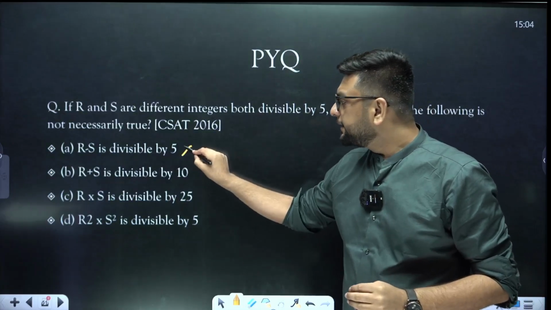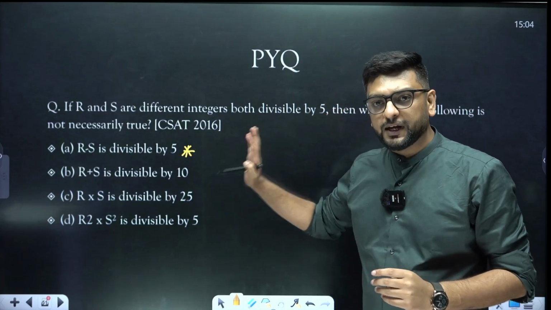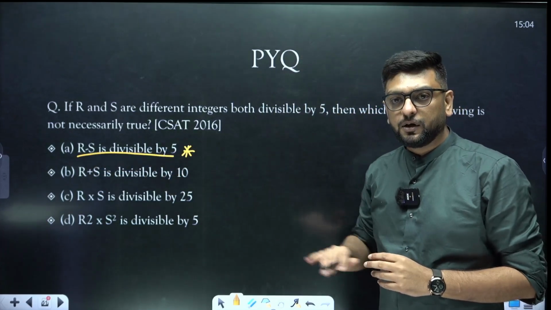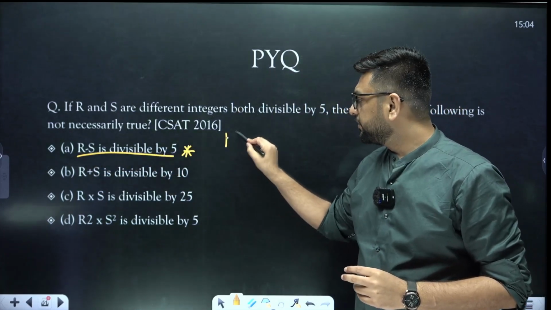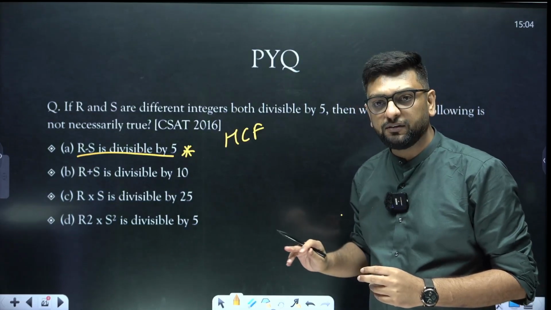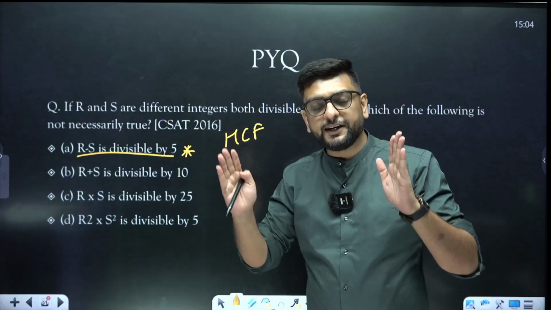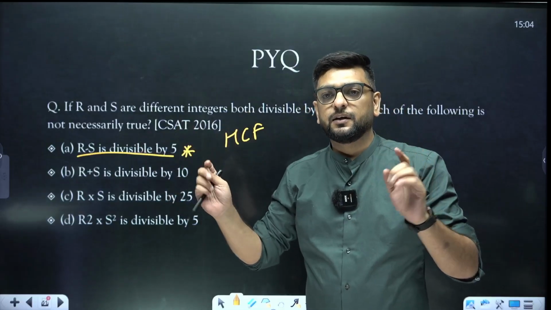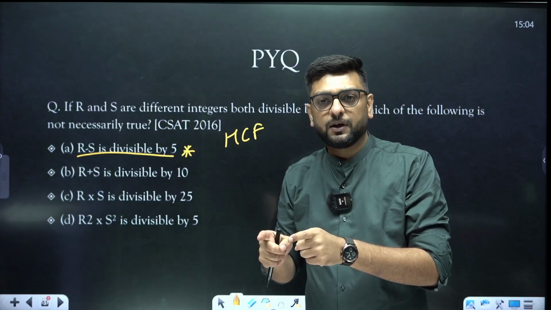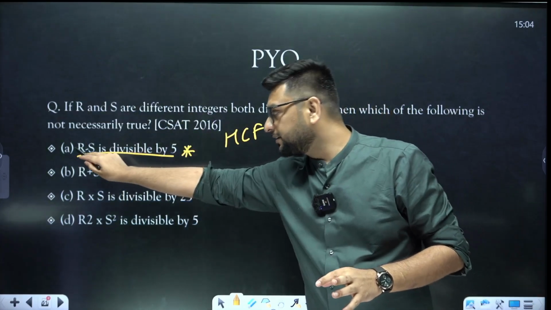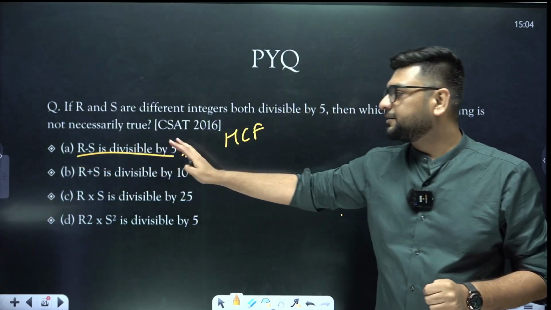Okay? Remember this line. This line is very important. When we do HCF, for the greater numbers, we'll just subtract them, and whatever the subtraction comes to will be exactly divisible by the number. We'll see that. But this is a very important point. R minus S is divisible by 5.